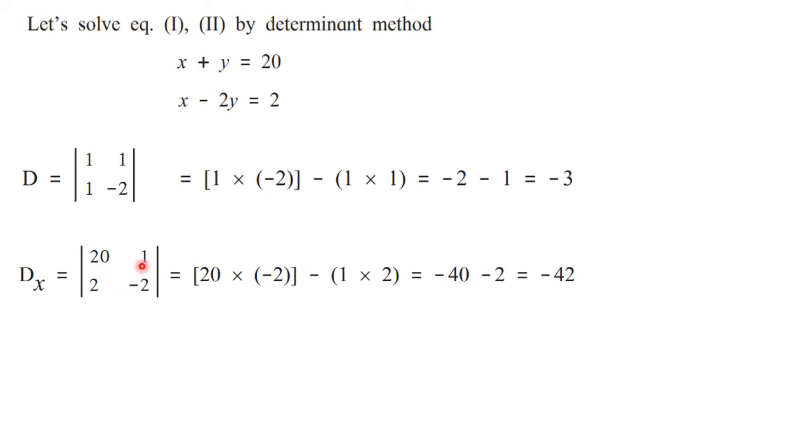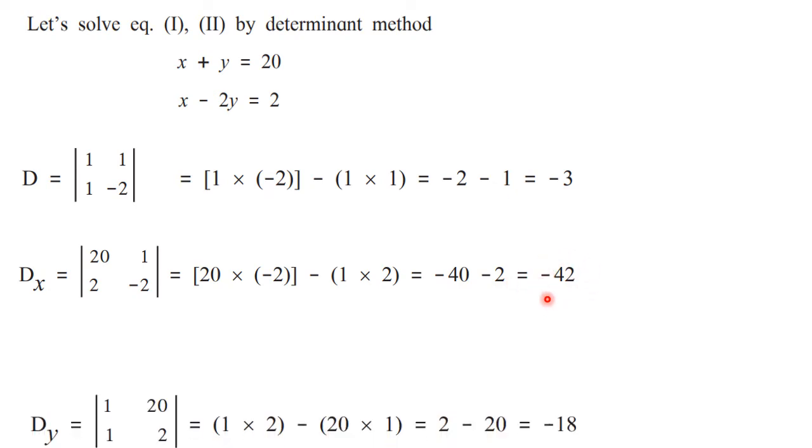Again go for cross multiply. 20 into minus 2 minus 1 into 2. So 20 into minus 2 is minus 40, and here you will get minus 2. So minus 40 and minus 2, the answer is minus 42. Correct? Let us go further.